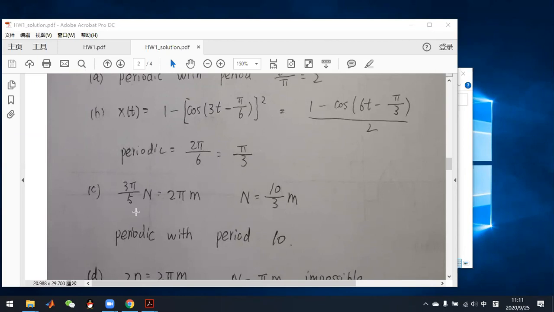You can see that this signal is a discrete time signal, so the time index must be an integer. Then 10 over 3 is not an integer. So we must have a multiple of 10 over 3 that is an integer. The smallest multiple of 10 over 3 that is an integer is 10. So 10 is the fundamental period of this signal. Have I answered your question?